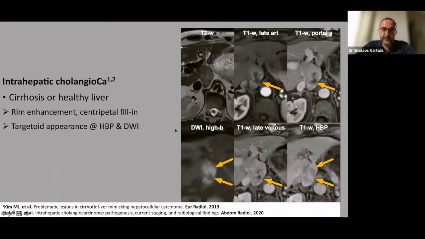If we are lucky enough and we have the hepatobiliary phase and the diffusion-weighted image, sometimes we can see the targetoid appearance, as we see here. On the hepatobiliary phase, there is a hypointense periphery with a hyperintense center. In the diffusion, we have a hyperintense periphery and a hypointense center. Intrahepatic cholangiocarcinoma, targetoid appearance, a very helpful sign.